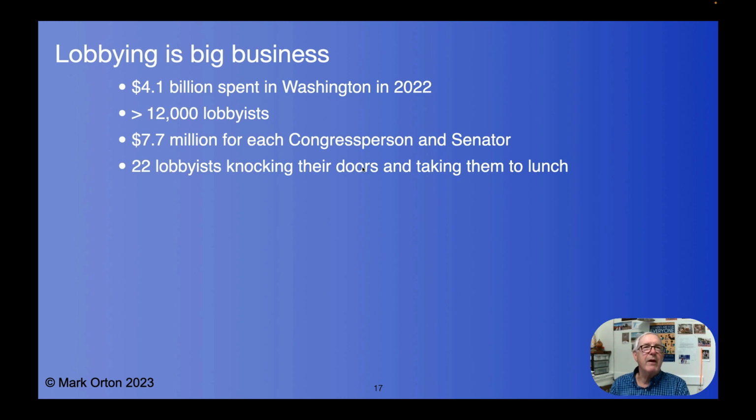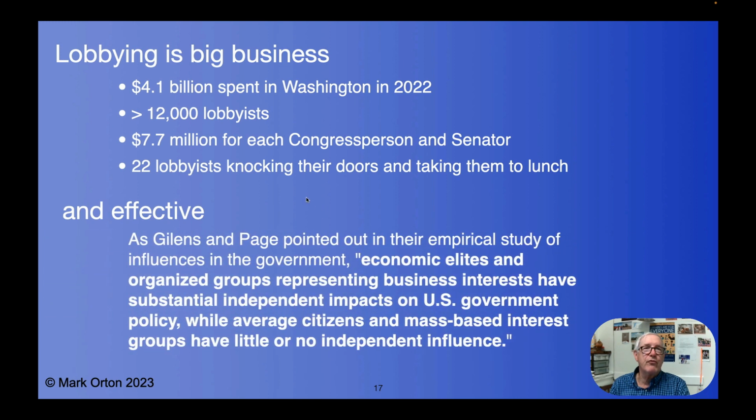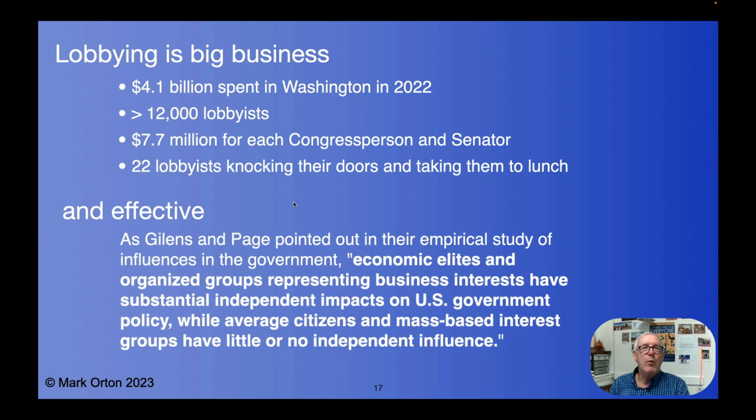And this is really an effective strategy. And believe it or not, there's actually an empirical study by two professors at Princeton where they tracked all of this. And their summary is the economic elites and organized groups representing business interests have substantial impacts on U.S. government policy, while average citizens and mass-based interest groups have little or no influence.